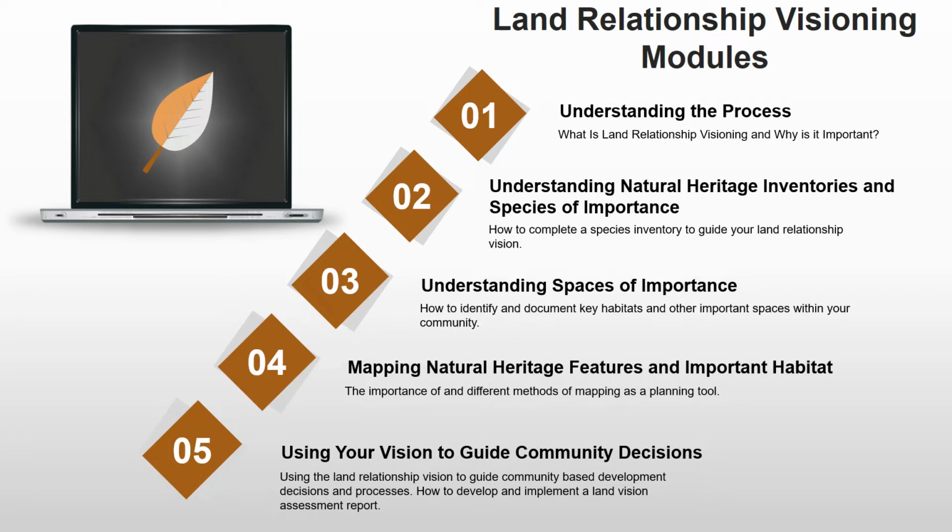There are 5 modules contained within this toolkit. Module 1 will help you to understand the process of land relationship visioning and its importance. Module 2 will help you understand natural heritage inventories and species of importance. Module 3 will discuss important spaces, how to identify and document key habitats and other important spaces within your community. Module 4 will discuss different methods of mapping and importance of maps. Module 5 will discuss how to use your vision to guide community decisions, a how-to guide for developing and implementing a land vision assessment report.